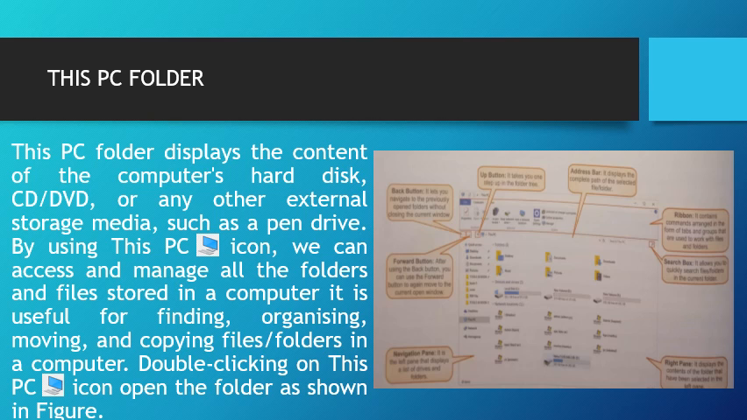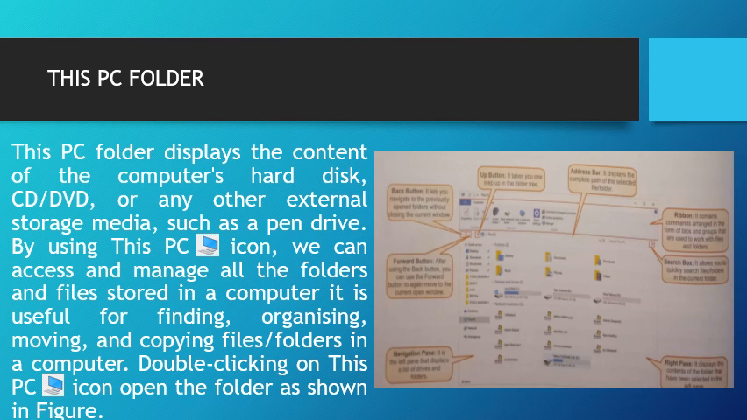This PC folder displays the content of the computer's hard disk, CD or DVD, or any other external storage medium such as a pen drive. By using this PC icon, we can access and manage all the folders and files stored in a computer. It is useful for finding, organizing, moving and copying files and folders in a computer. Double clicking on this PC folder icon opens the folder as shown in the figure given.